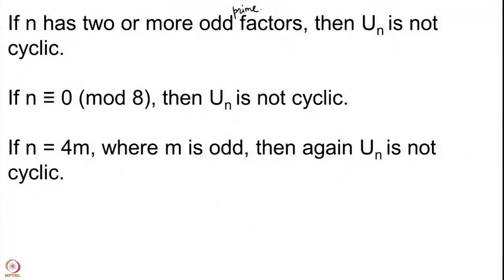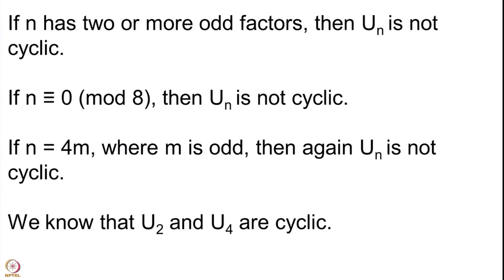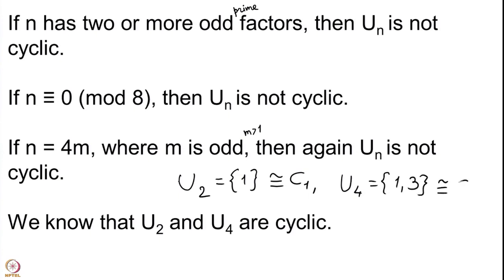And the final thing that we have to now notice is where 2 is the only factor, or you have that n is equal to 4, because when you are looking at here n is 4m, m is odd and we are going to take m to be strictly bigger than 1. This is the case when U_n is not cyclic, and so the final thing is where we have U_2 and U_4. These are cyclic. This is something that we can easily see. So U_2 for instance is the trivial group and therefore it is isomorphic to C_1, and U_4 has only 2 elements, 1, 3. And therefore, it is isomorphic to C_2. So both U_2 and U_4 are cyclic.